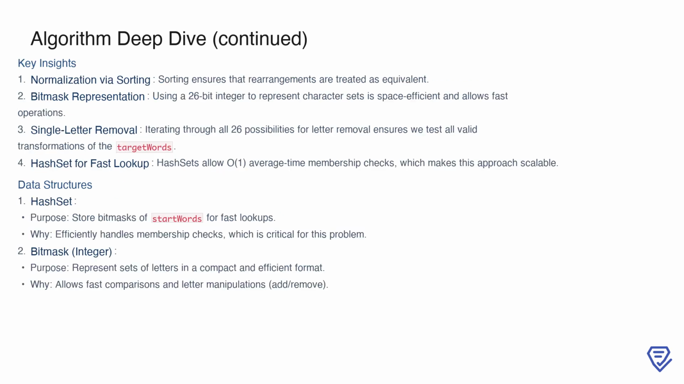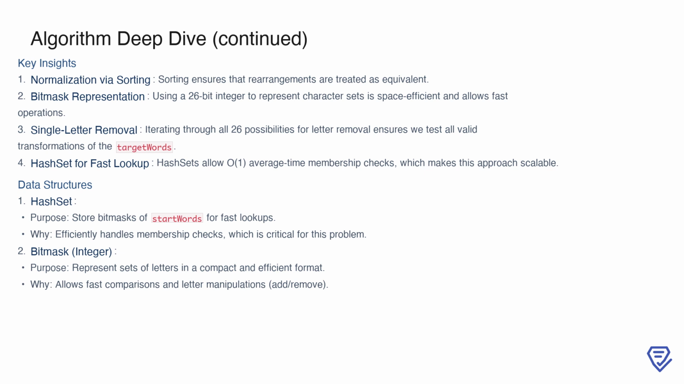This approach works so well due to several key insights. First, normalization through sorting ensures that we treat all rearrangements of a word as identical, simplifying comparisons. Second, the bitmask representation is both space-efficient and allows for quick transformations, such as adding or removing letters. Third, iterating through all 26 possible single-letter removals guarantees that we test every valid transformation of the target words. Finally, using a hash set for storing start words bitmasks ensures constant time lookups on average, making the algorithm scalable even for larger inputs.